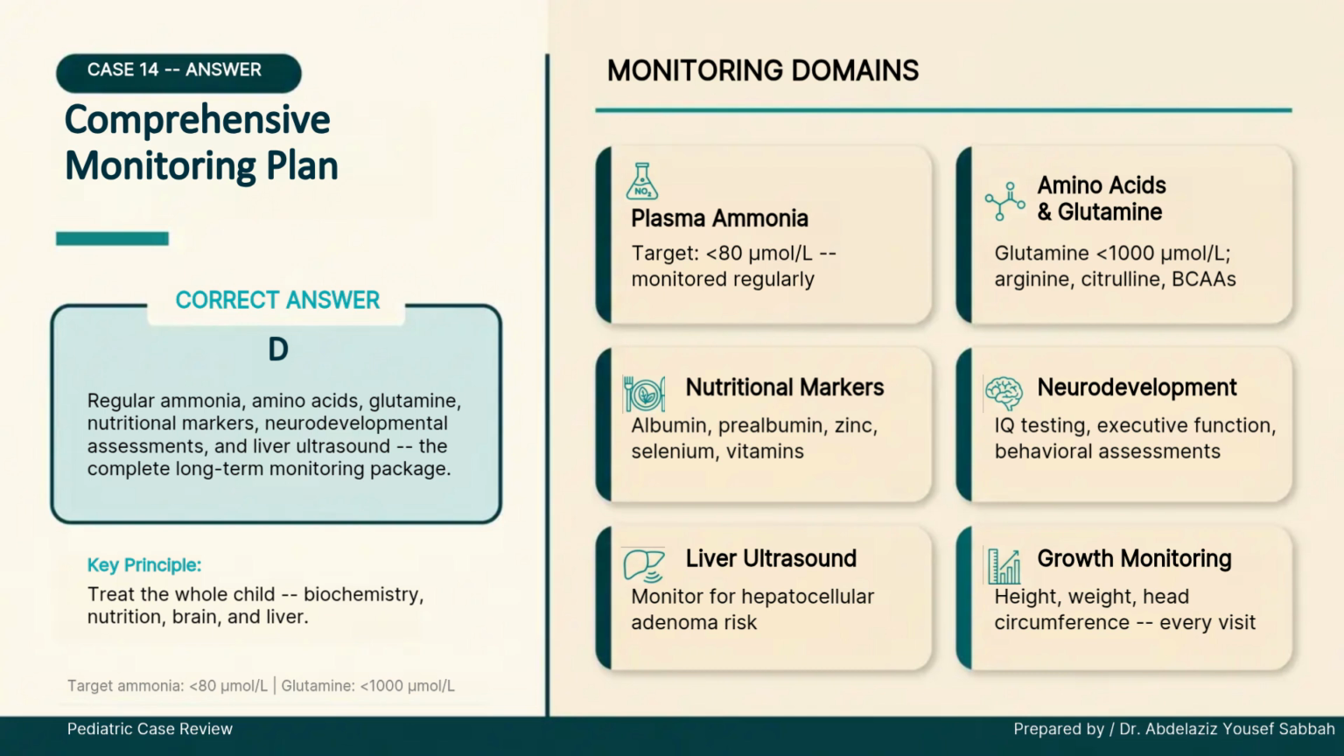This is whole child care. Track ammonia with a target under 80 and glutamine under 1000 as an early warning of drift. Follow nutritional markers: albumin, prealbumin, zinc, selenium, vitamins, because of the restricted diet. Neurodevelopmental assessment catches cognitive and behavioral issues early. Liver ultrasound screens for hepatocellular adenoma, a recognized long-term risk. And growth, height, weight, head circumference, every visit. Biochemistry, nutrition, brain, and liver, all together.